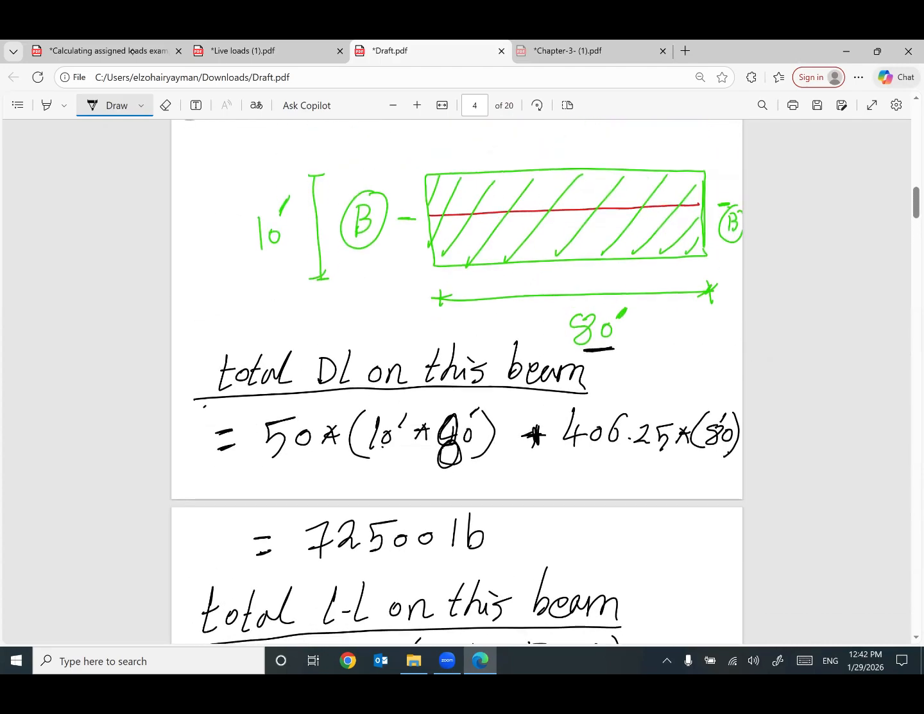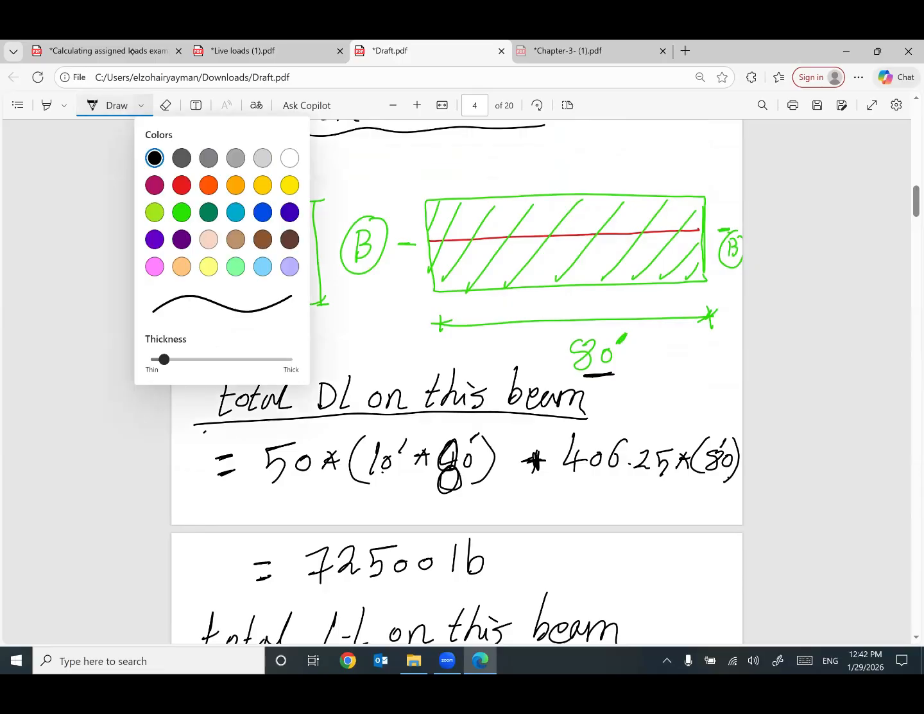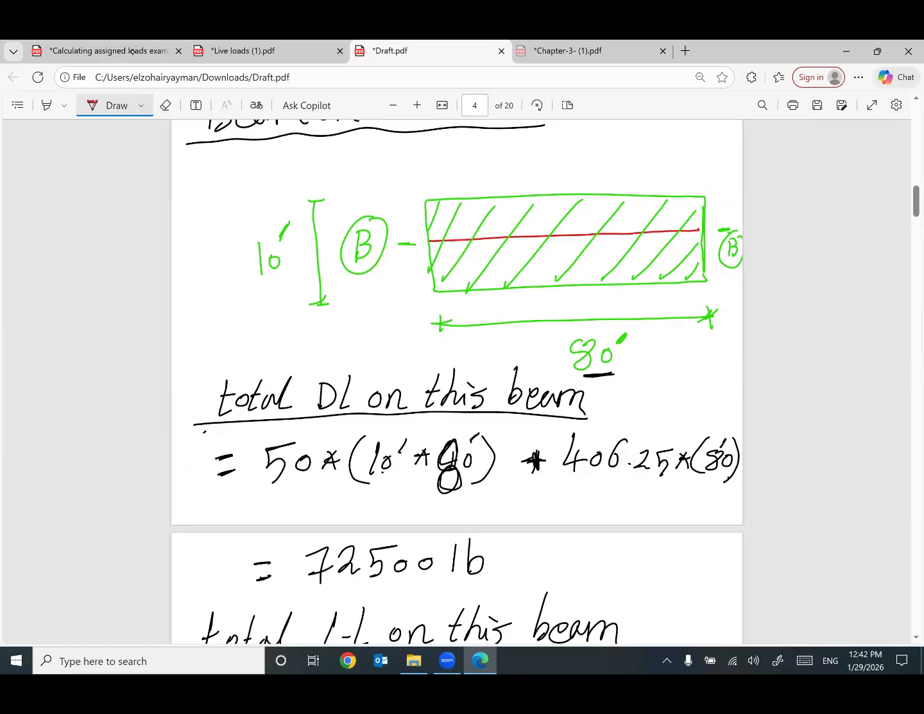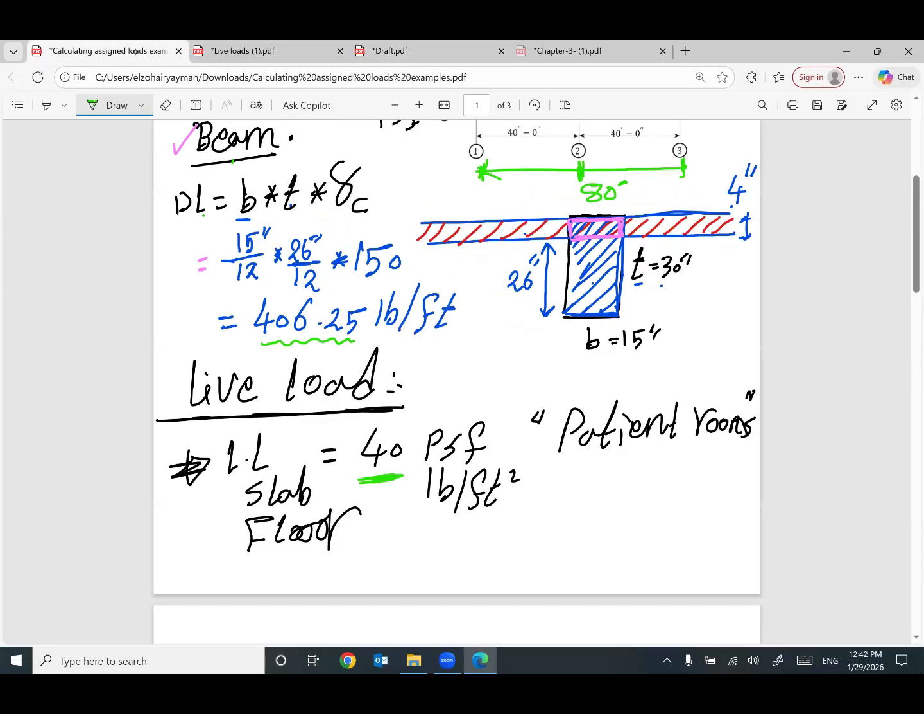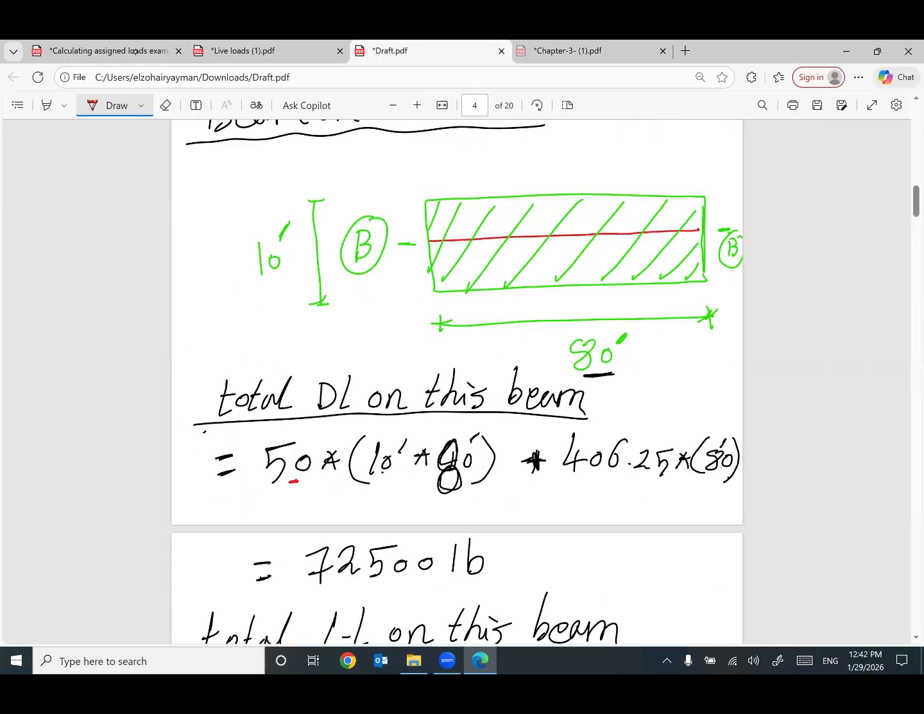So guys, just to give you a hint, step by step: this 50, which is the value of the dead load coming from the slab, is in pounds per square foot. To convert it to a load in pounds, we have to multiply it by the area assigned to this beam.